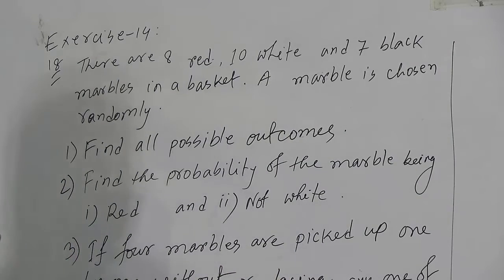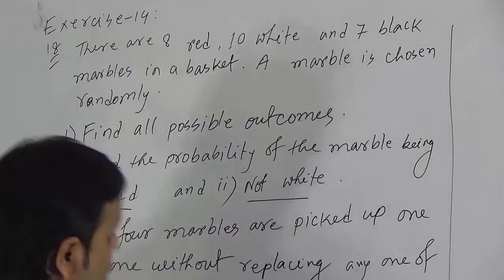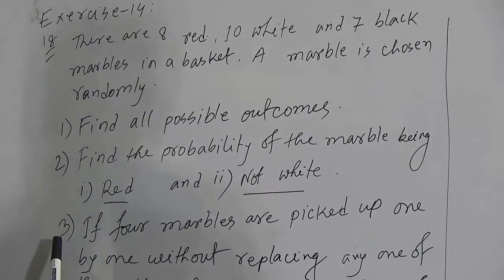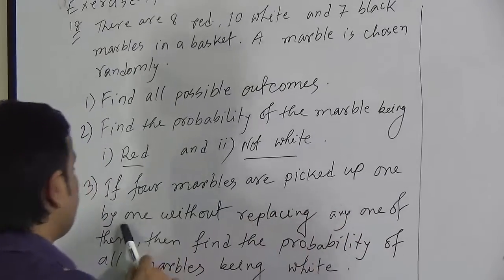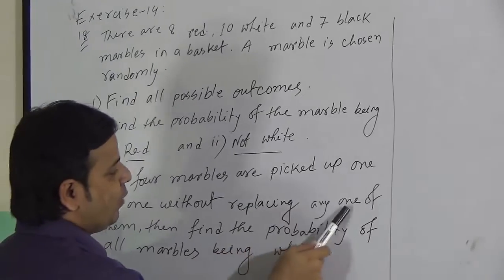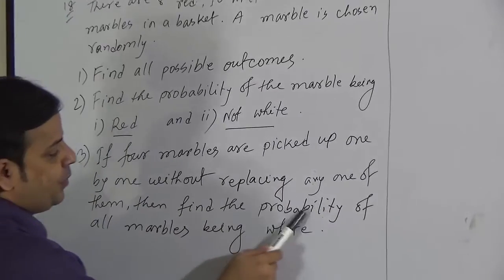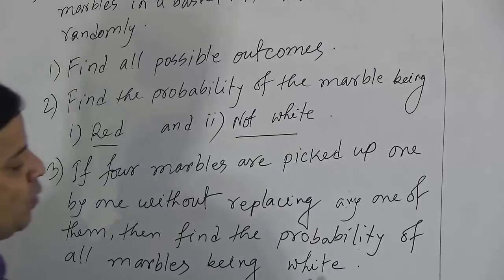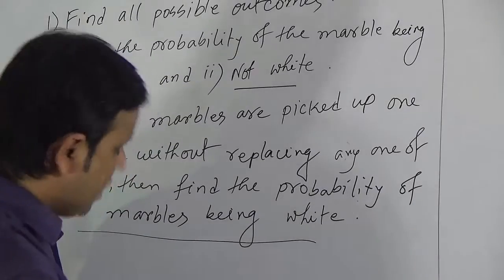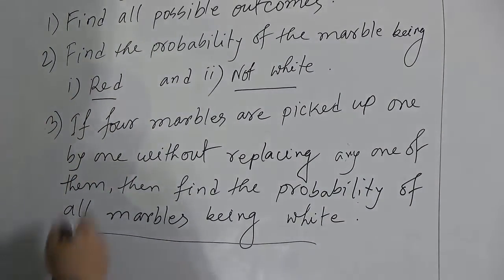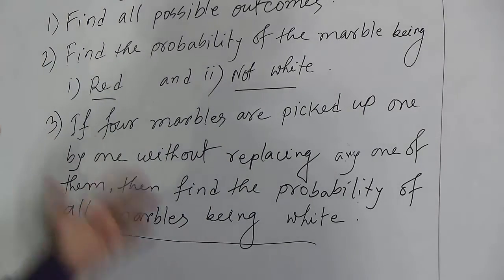It means that we need to determine the probability of the marble being red and the probability of the marble being not white. Then question 3, if 4 marbles are picked up one by one without replacing any one of them, then find the probability of all marbles being white. It means that in this case we need to determine the probability of getting all marbles being white. In case of 4 attempts here, as 4 marbles are picked one by one. If 4 marbles are picked, it means 4 attempts are taken.